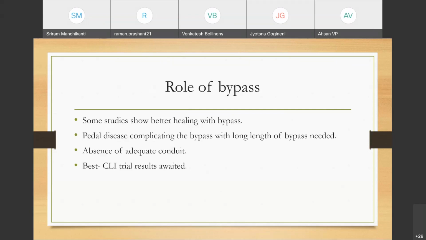When do you do bypass? Some studies show better healing with bypass. The problem in diabetic foot patients is that they have pedal sparing, but tibial disease is more commonly involved. So they require long lengths of bypass graft. Many of these patients have a very poor conduit because they have coexistent cardiovascular disease, so a CABG is very common, meaning an inadequate vein conduit. This inadequate vein conduit and the occasional presence of end-stage renal disease means that the desert foot configuration is quite common in these patients.